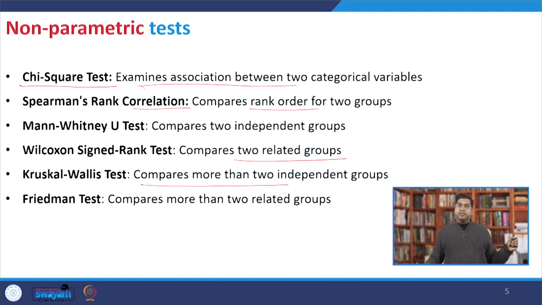So in parametric tests we mentioned something called analysis of variance, ANOVA. So this Kruskal-Wallis test or the Mann-Whitney U-test, you can say, are comparable. They are also doing the same job the way ANOVA does for parametric tests. Then the Friedman test compares more than two related groups. So all these statistical tests are available, well established, and people are using them. There are n number of papers available where they have successfully demonstrated the use of these tests.